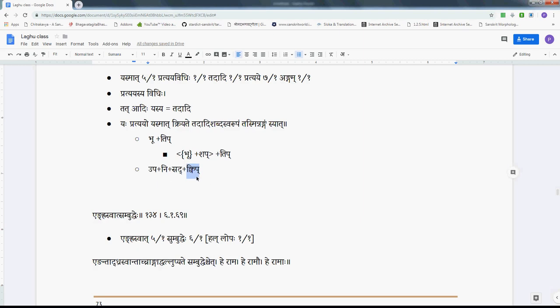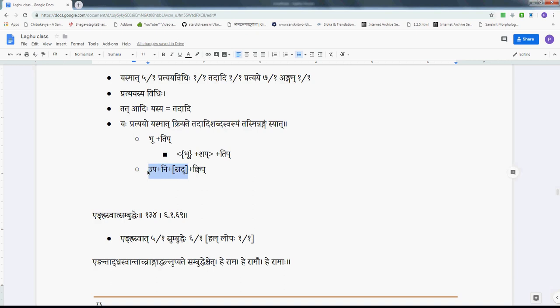Now, the Anga for Quip is not Upa plus Ni plus Sad. It was ordained for Sad. Therefore, the Anga will be Sad, only this much. This Upa plus Ni plus Sad will not be the Anga. Although we write it as Upa Ni Purvasya Sad Dhatoho Quip Pratyaya Bhavati, actually it is not so.